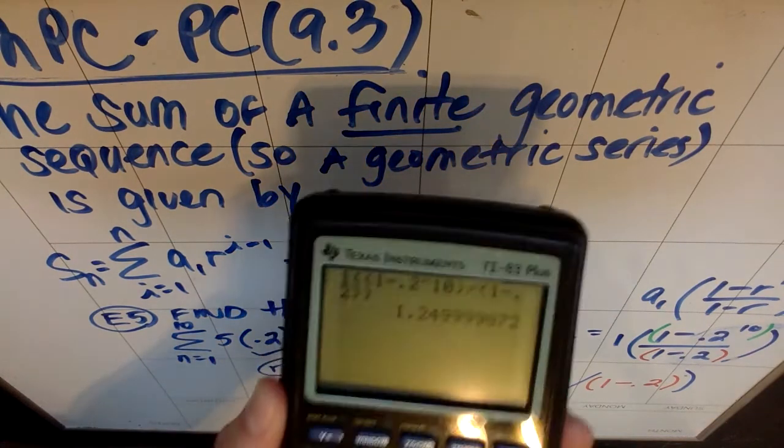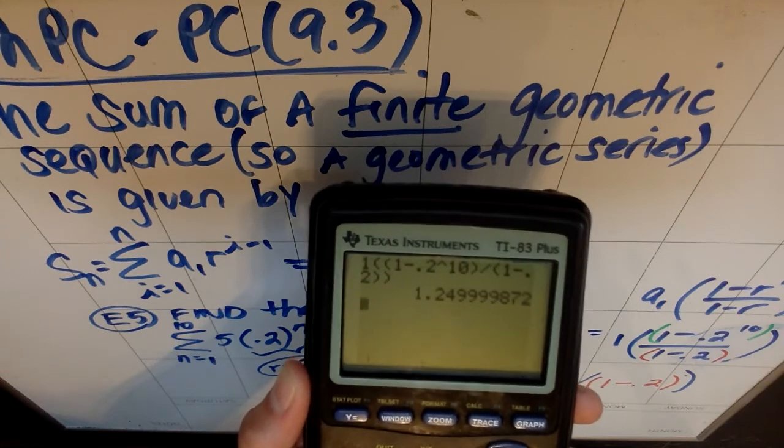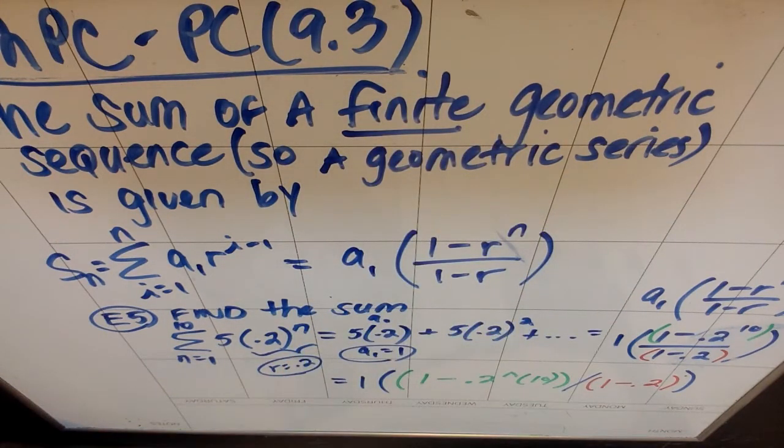And when I do put it in the calculator like that, you're going to see that I get 1.24999, a bunch of 9s, and then some other stuff later on. So when I round to my 3 places, as I invariably should, I get 1.249, or if you're rounding, not truncating, you'd get 1.250. Either of those are fine.